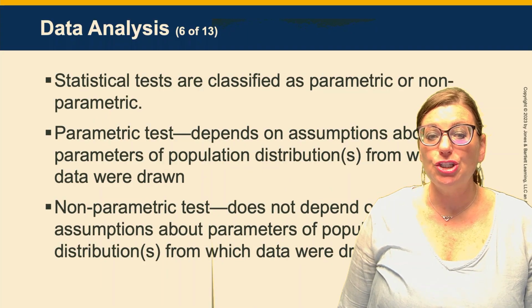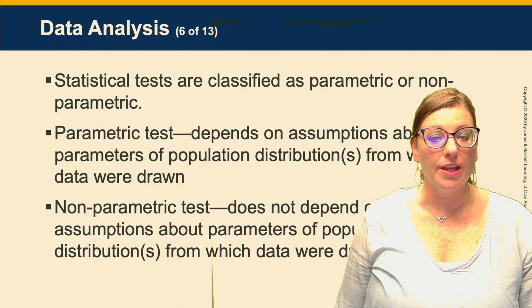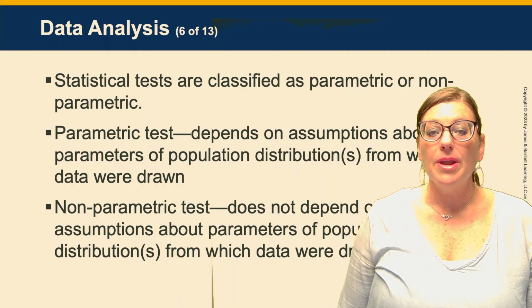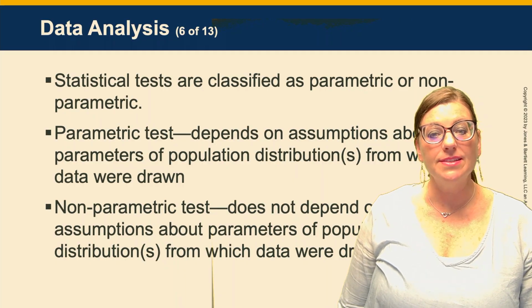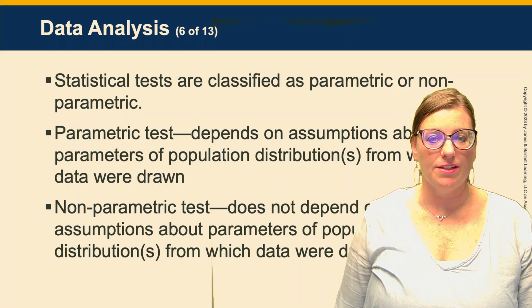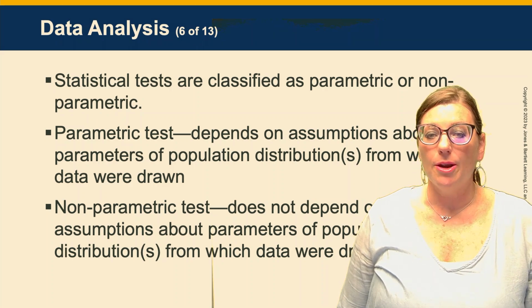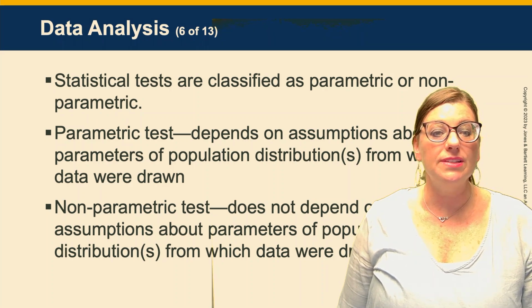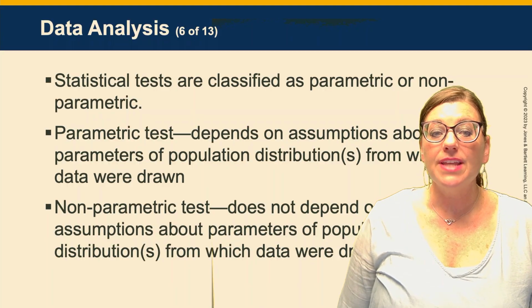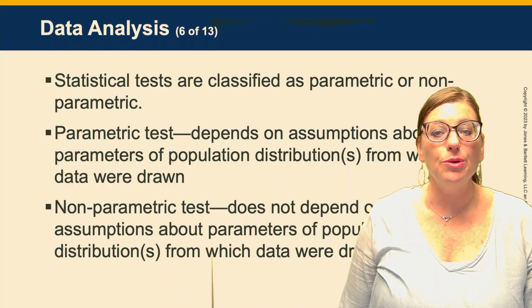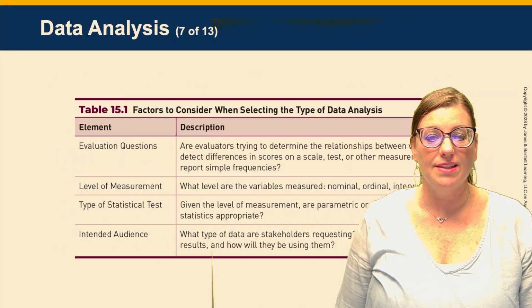Statistical tests fall into two categories, parametric and non-parametric. Parametric tests make assumptions about the underlying data distribution, while non-parametric tests are more flexible when those assumptions are not met. Understanding the difference between these two can help you choose appropriate methods.